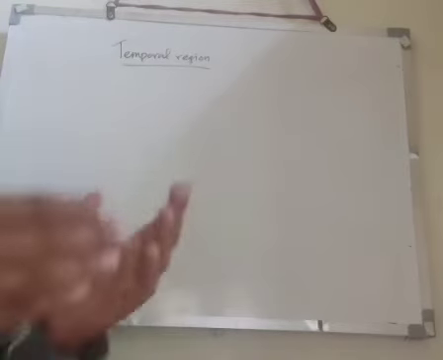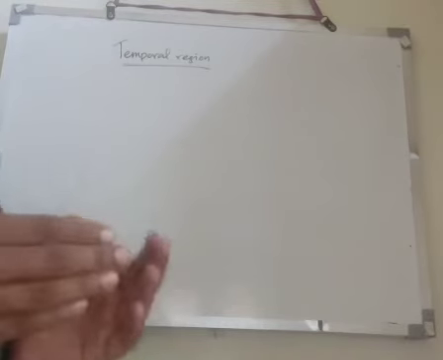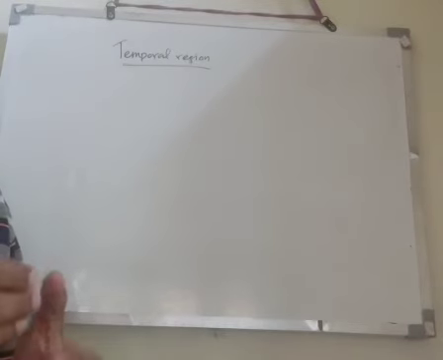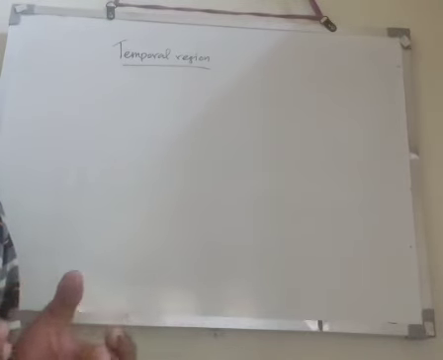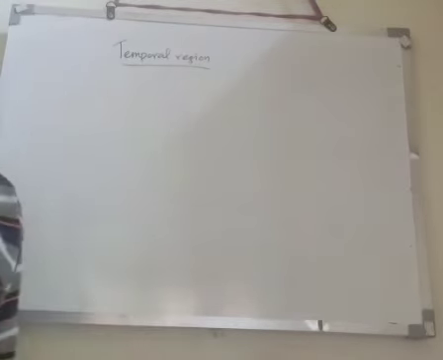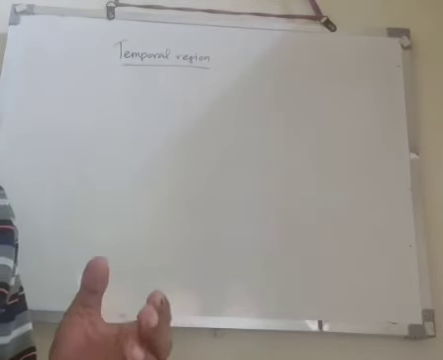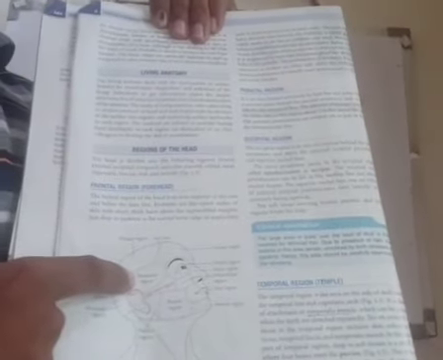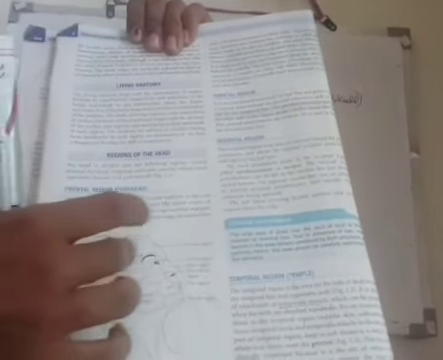Temporal region. The temporal region is the area on the side of the skull between the temporal line and the zygomatic arch. So here is the location of the temporal region. Here is a diagram of the skull from the textbook, and we can see the temporal region between the temporal line and zygomatic arch.